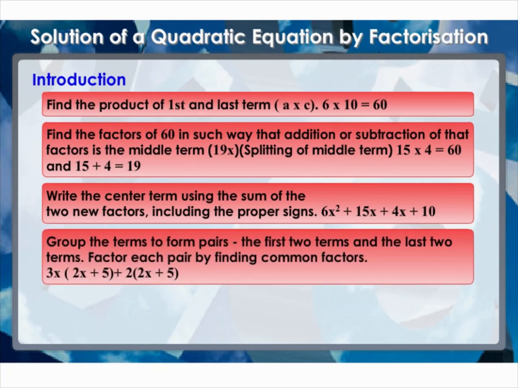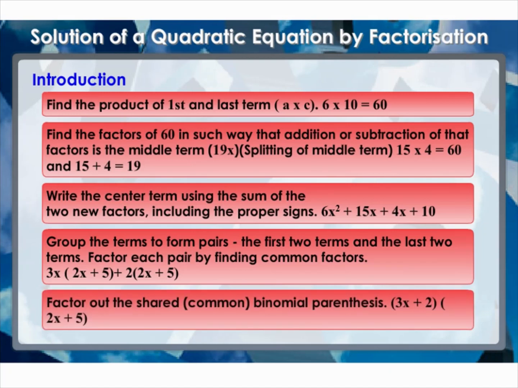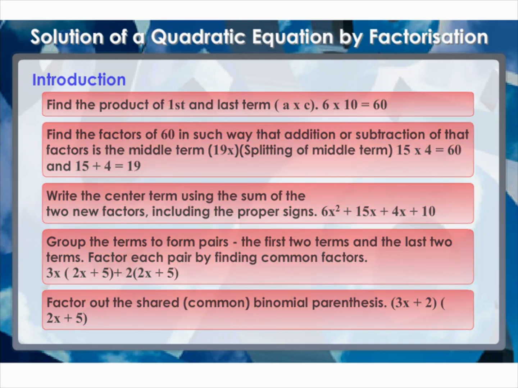4. Group the terms to form pairs: the first two terms and the last two terms. Factor each pair by finding the common factors. 3x into 2x plus 5 plus 2 into 2x plus 5. Factor out the shared common binomial: parenthesis 3x plus 2 into 2x plus 5.